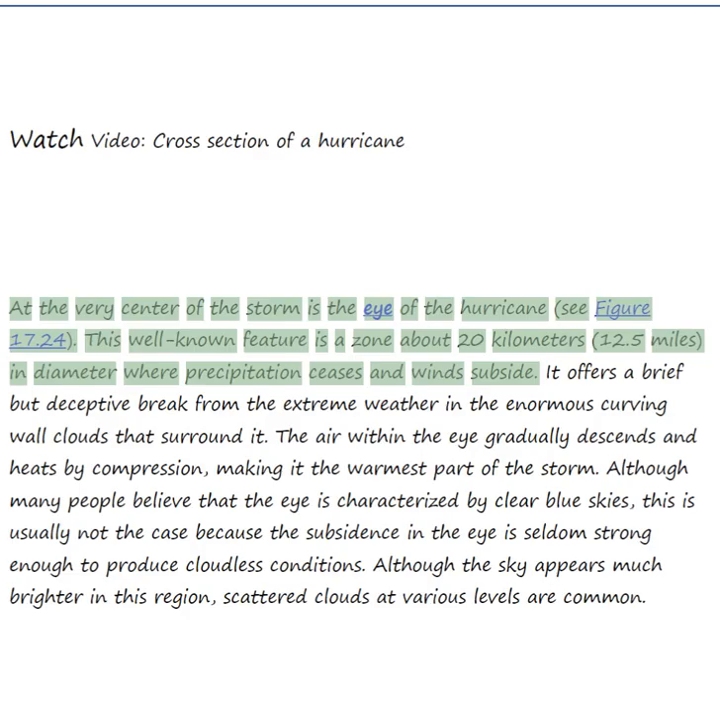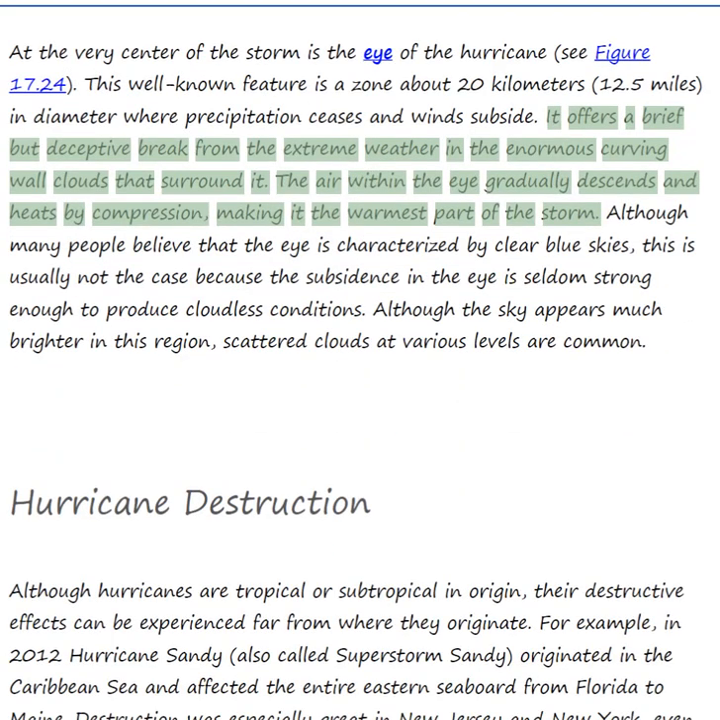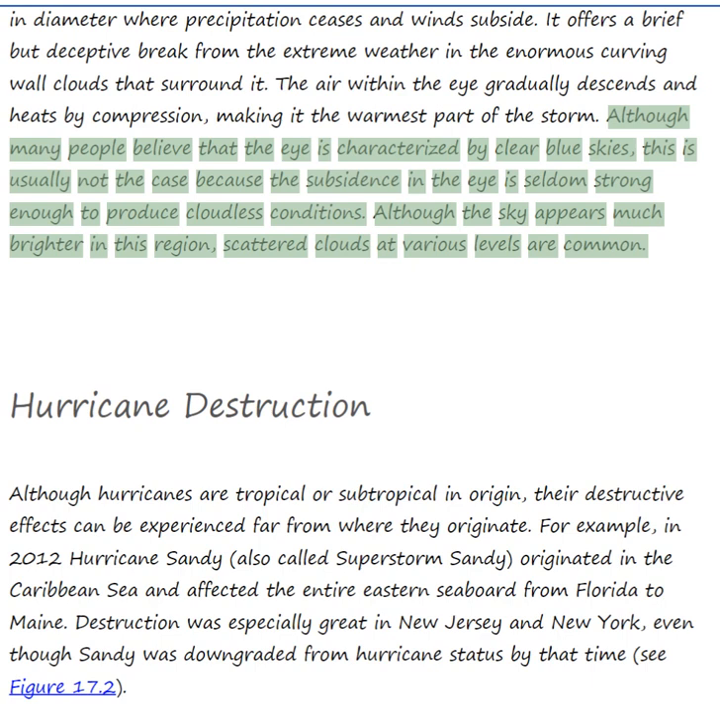At the very center of the storm is the eye of the hurricane. This well-known feature is a zone about 20 kilometers in diameter where precipitation ceases and winds subside. It offers a brief but deceptive break from the extreme weather and the enormous curving wall clouds that surround it. The air within the eye gradually descends and heats by compression, making it the warmest part of the storm. Although many people believe that the eye is characterized by clear blue skies, this is usually not the case because the subsidence in the eye is seldom strong enough to produce cloudless conditions. Although the sky appears much brighter in this region, scattered clouds at various levels are common.